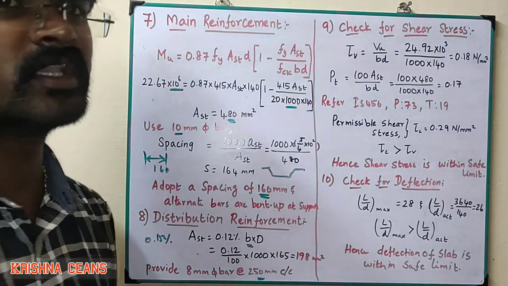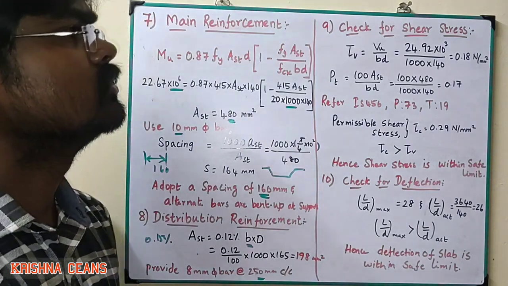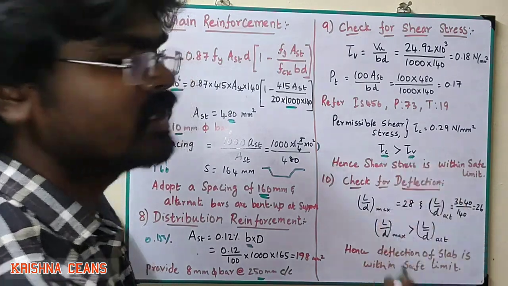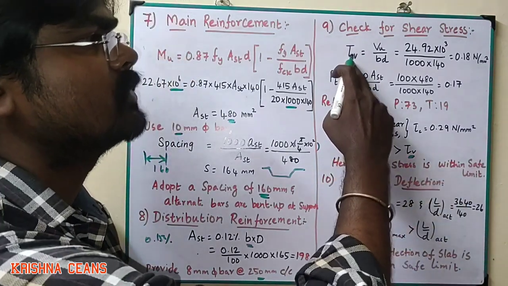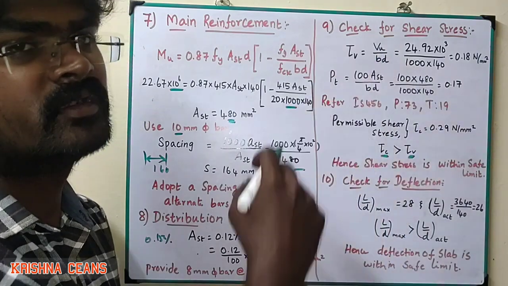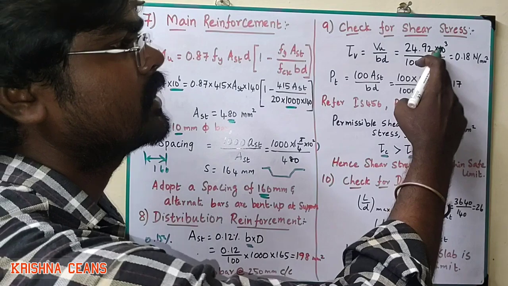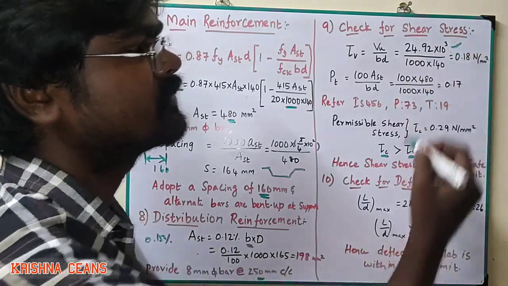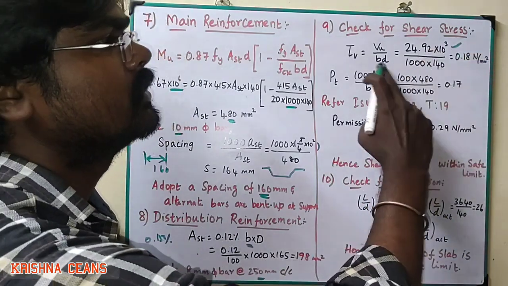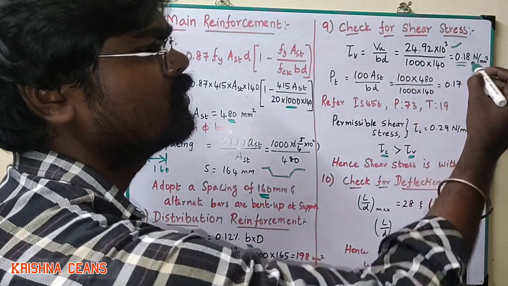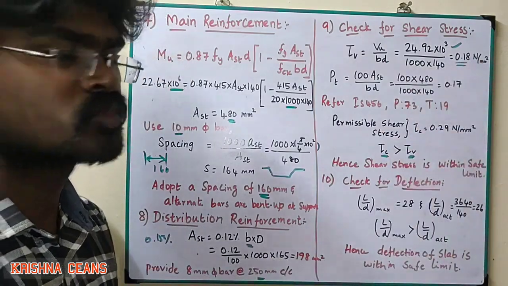So next we have to check for shear stress. For shear stress, we have to compare the tau C value and tau V value. The tau V value formula is Vu by BD. It is available in IS 456. So V is 24.92 kilonewton. We convert in terms of Newton, so into 10 power of 3. B is 1000, D is 140. So 0.18 Newton per mm².